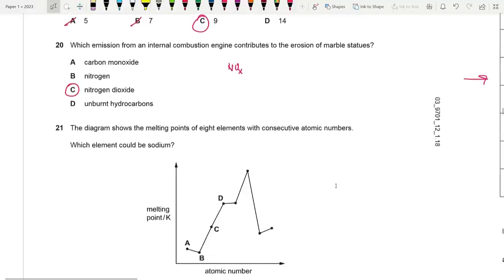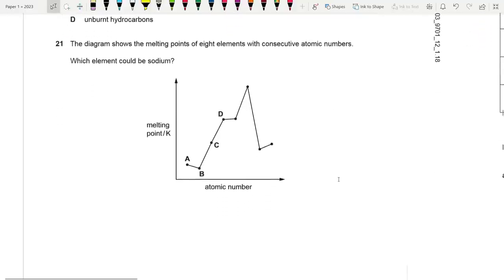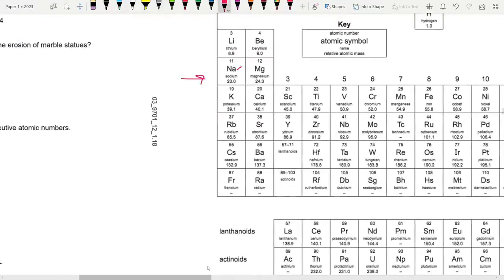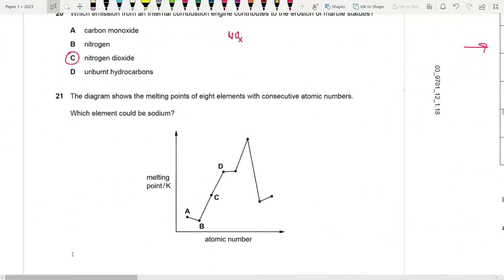Okay, question 21. The diagram shows the melting points of 8 elements with consecutive atomic numbers. Which element could be sodium? So consecutive atomic numbers. So from sodium to magnesium to aluminum, what happens? The strength of metallic bonding actually increases.